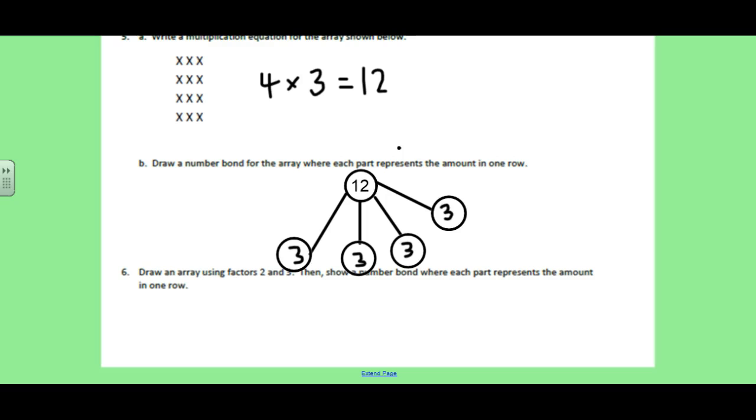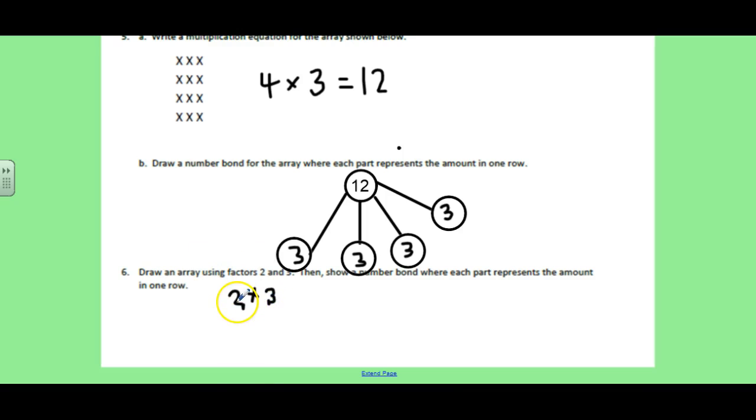And then the last question says draw an array using factors 2 and 3. Remember, factors are the numbers that you multiply together, which are the numbers in the multiplication equation, and then show a number bond where each part represents the amount in one row. So if we know that our factors are 2 and 3, then that's the same thing as saying that my multiplication equation is going to be 2 times 3.